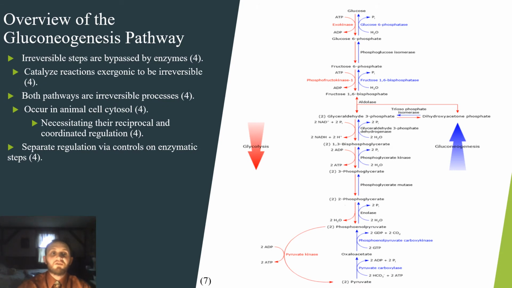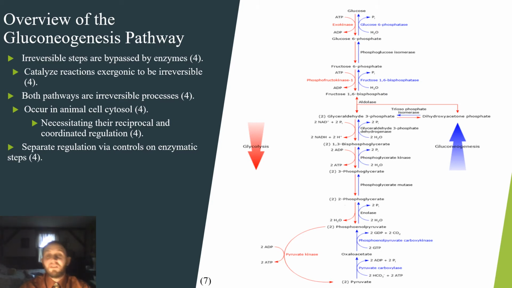Alright, so here's an interesting thing about these irreversible steps. While these steps are irreversible, they can be bypassed by special enzymes. And so gluconeogenesis has its own separate enzymes to help bypass these, catalyzing the reactions that are sufficiently exergonic to be effectively irreversible in the direction of glucose synthesis. So thus both glycolysis and gluconeogenesis are irreversible processes in cells.